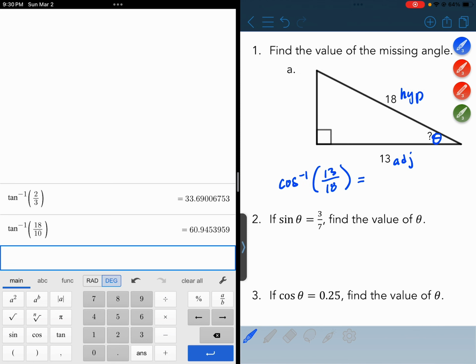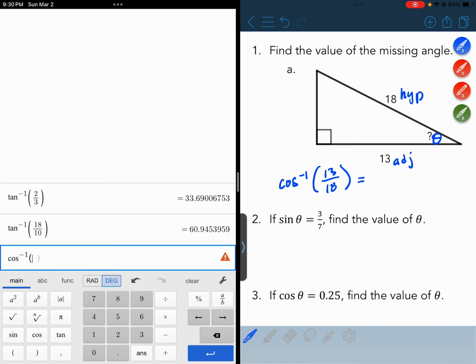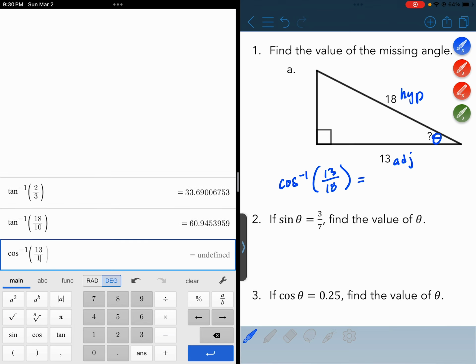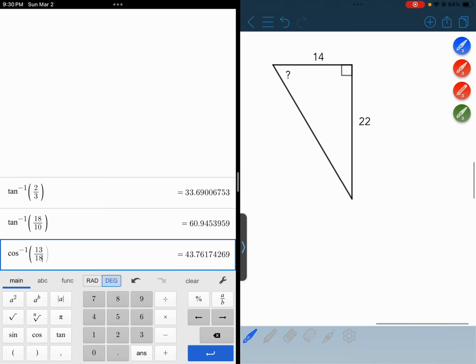Okay. All right, cosine inverse of 13 to 18. The angle measure there should be about 43.76 degrees. Okay. All right, next triangle.